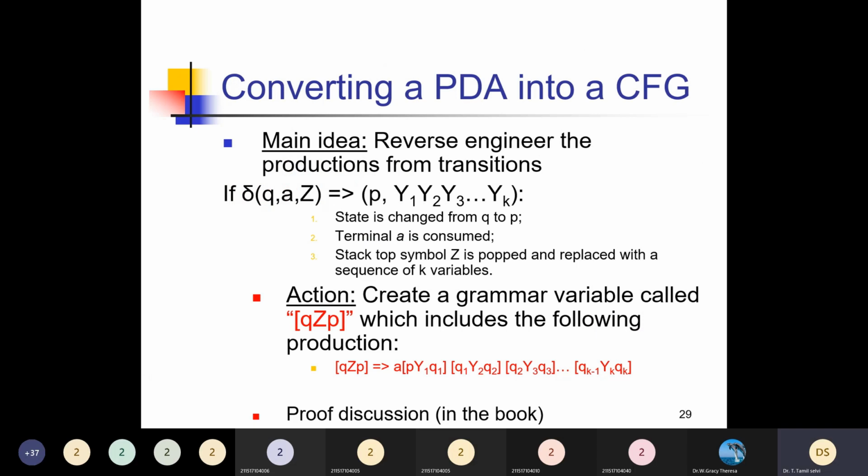Okay, and then the vice versa conversion, that is converting PDA into CFG, that is, reverse engineering the productions from the transitions. Here we are going to construct the productions. What is a production? It is a set of rules of our CFG.